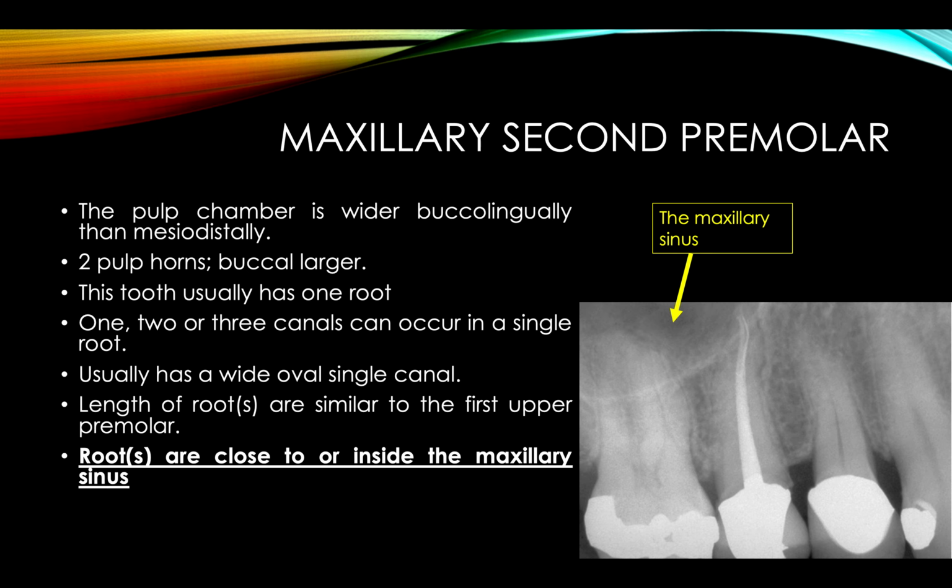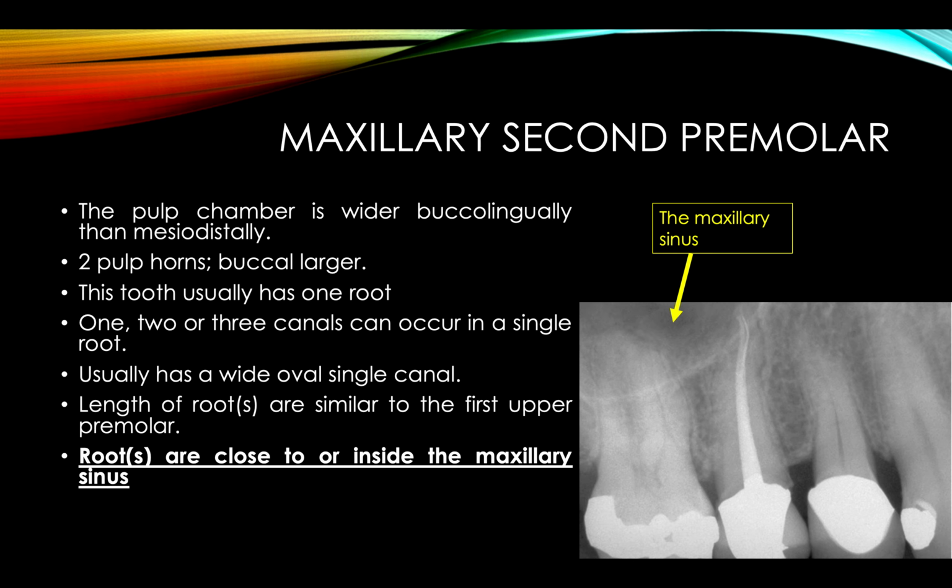This tooth usually has 1 root, unlike the maxillary first premolar. Now, within this root, you can find 1, 2, or 3 root canals. Usually, in most of the cases, it has just 1 canal, but it can have 2 or 3.